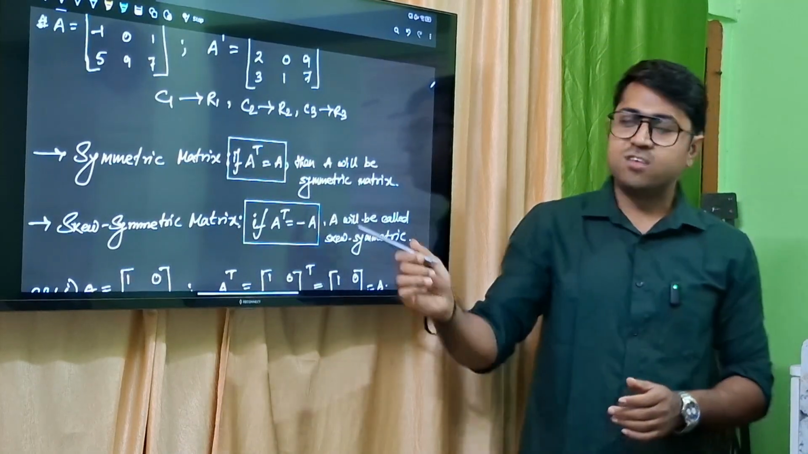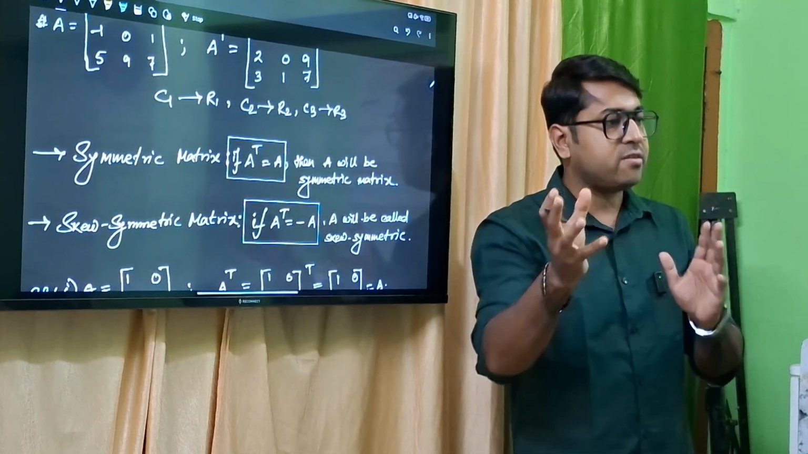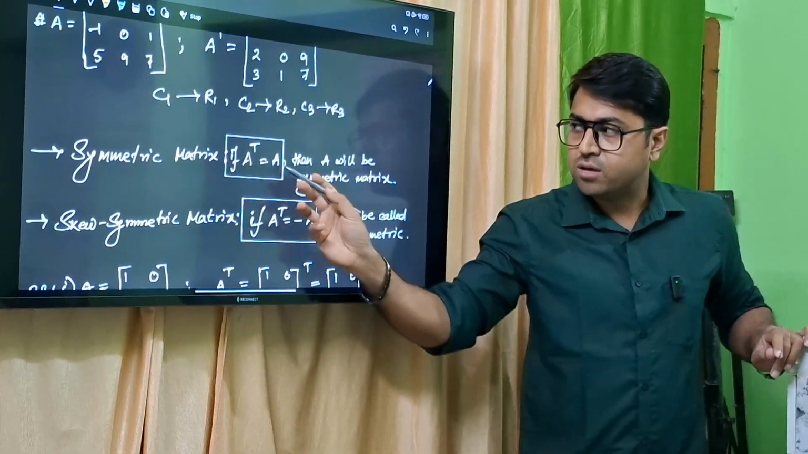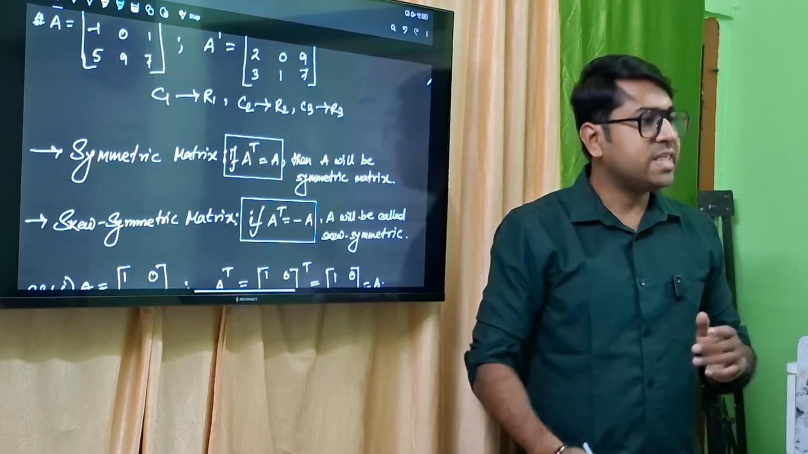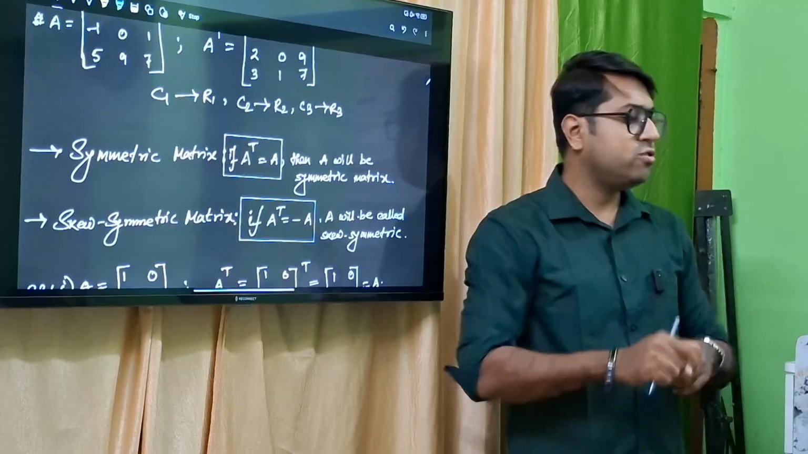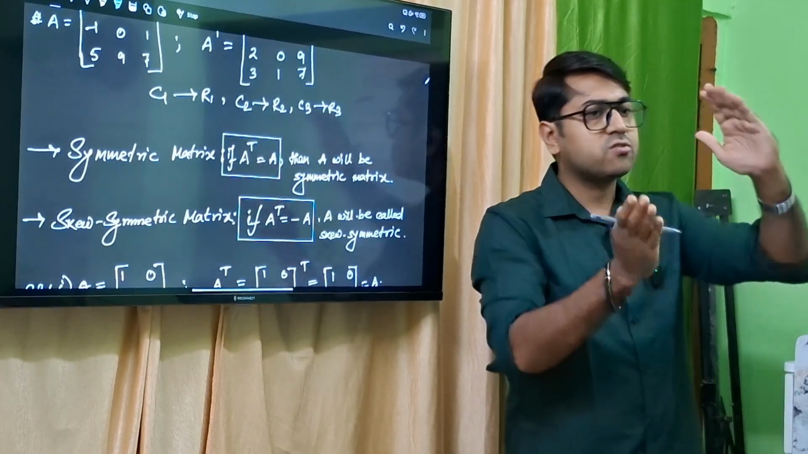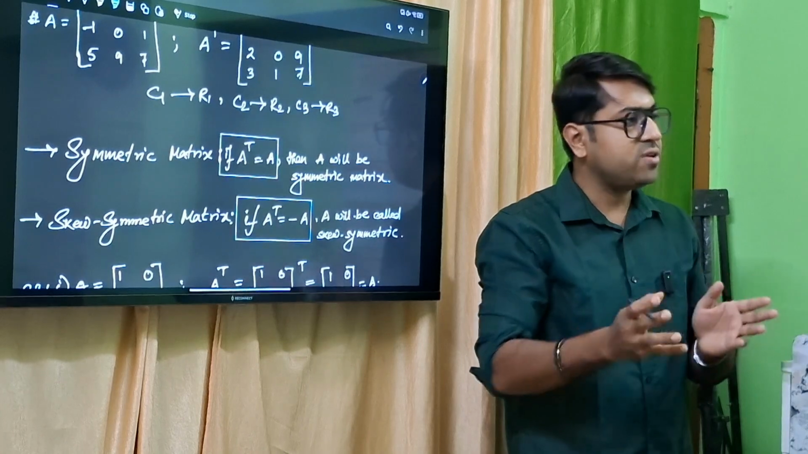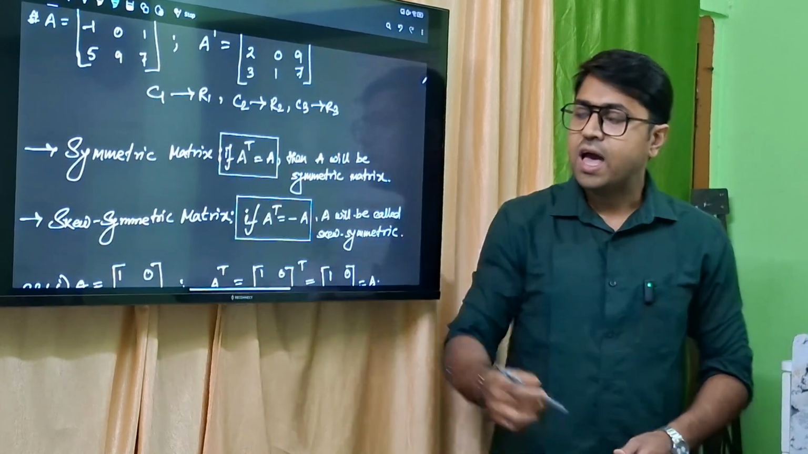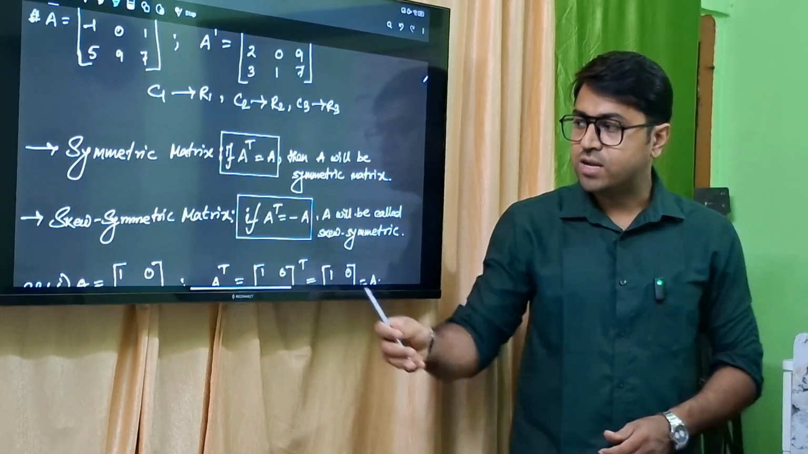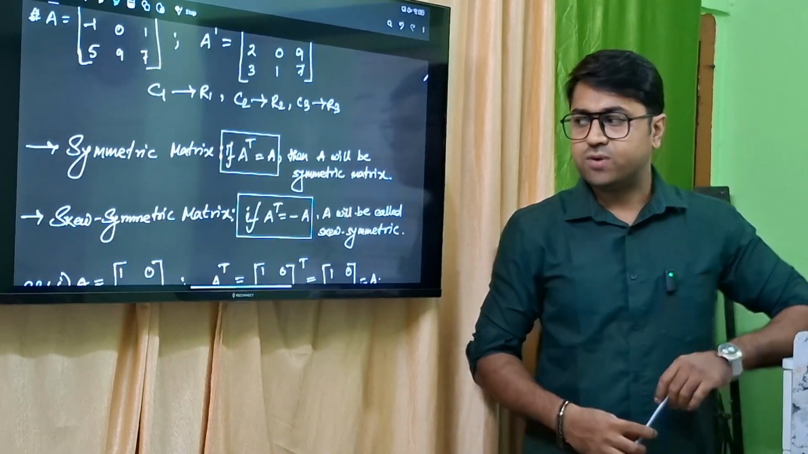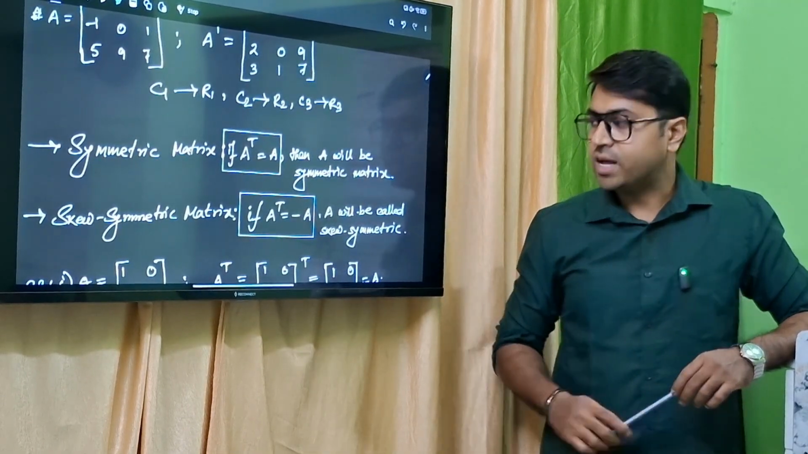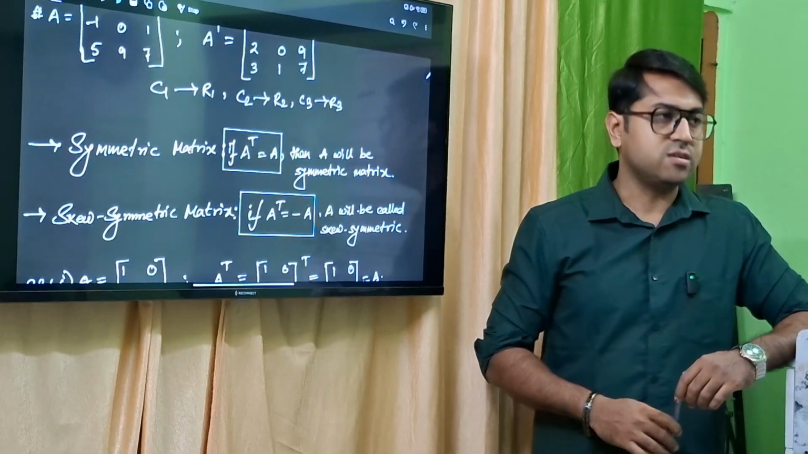So a symmetric matrix means that even after shifting the rows and columns, the matrix will remain the same. If you take a square and rotate it by 90 degrees, it will look like the same figure. That is why it is called symmetric. And skew symmetric means A transpose equals negative of A. That means after taking the transpose, if you see the negative of the matrix coming, the matrix A will be called a skew symmetric matrix.